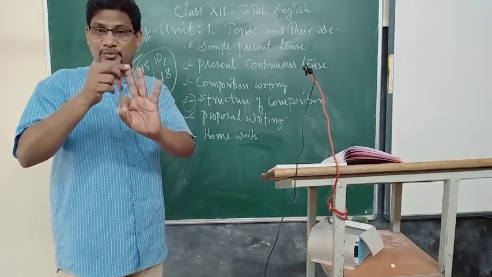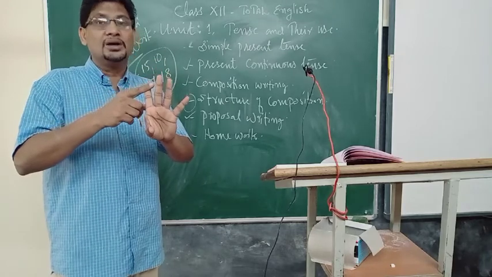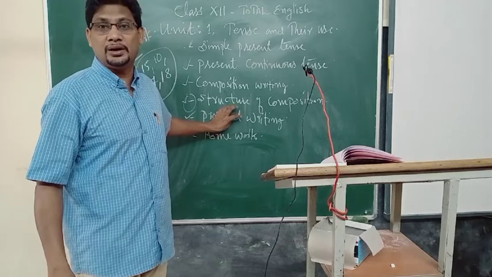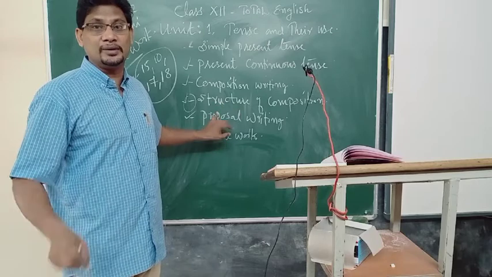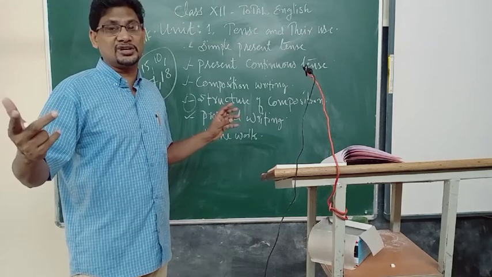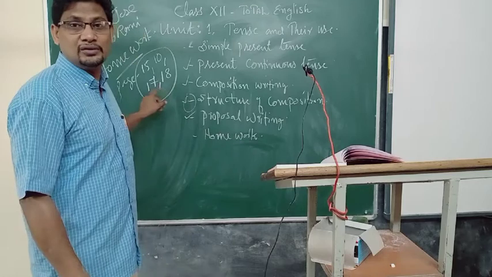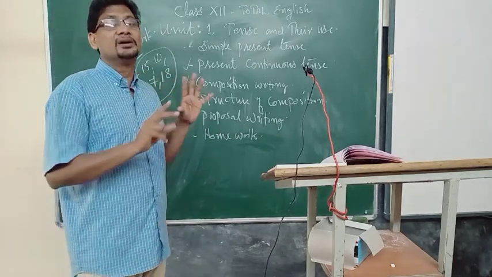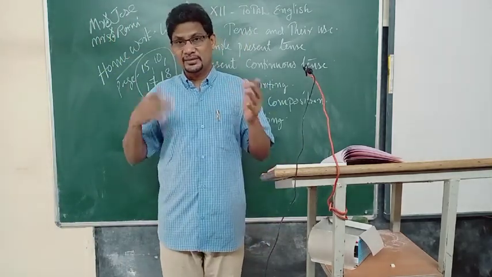Then the next point that we have learned is about the composition and the structure of composition. After that, we have learned proposal writing. Then after proposal writing, again we have learned some prepositions: what is a preposition and what are the kinds of prepositions. Then followed by some homework, and your homework is given on page number 10, again 15, 17 and 18. Please read and understand these things one time, and let us continue our lesson.